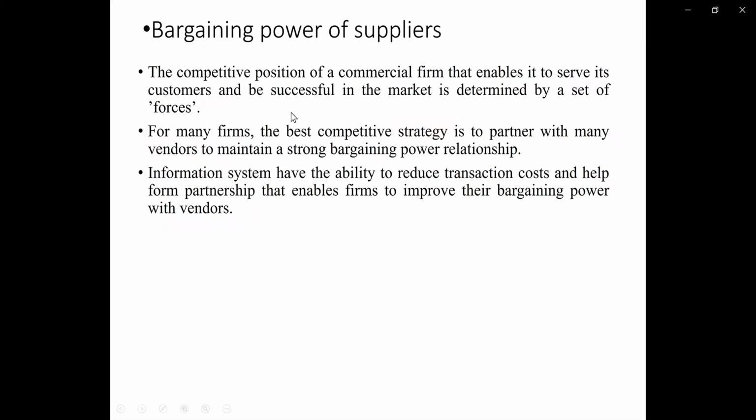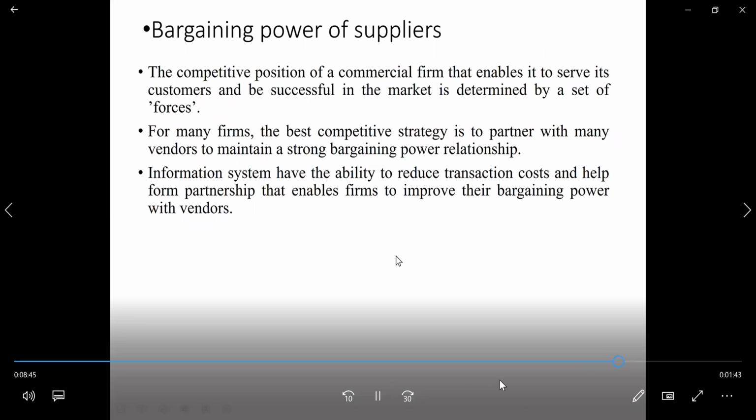Bargaining power of suppliers is also important, because the competitive position of a commercial firm, which enables it to serve customers and be successful in a market, is determined by a set of forces. For many firms, the best competitive strategy is to partner with many vendors to maintain a strong bargaining power relationship. When the partnership has powerful bargaining power, the relationship built can be beneficial to the manufacturing company. Information systems have the ability to reduce transaction costs and help form partnerships that enable the firm to improve its bargaining power with the vendors.